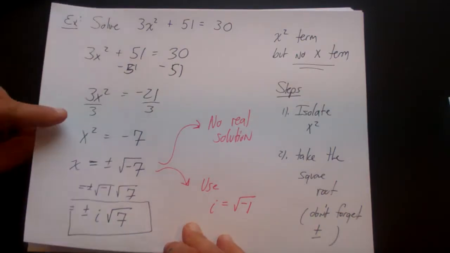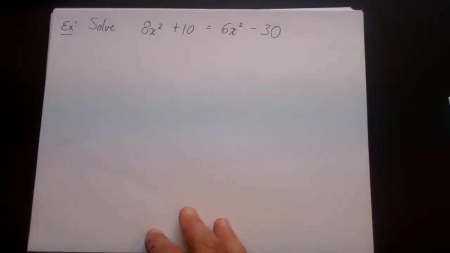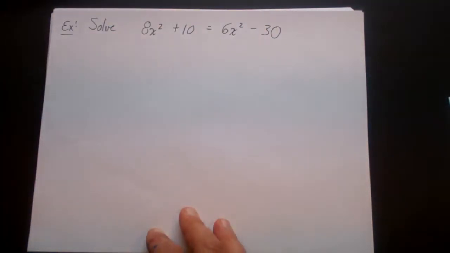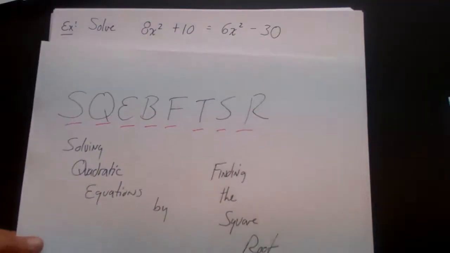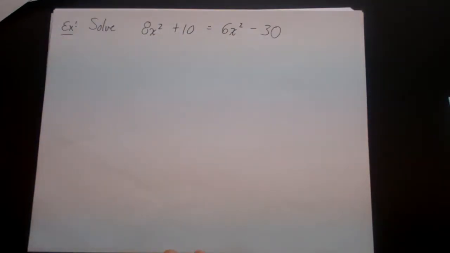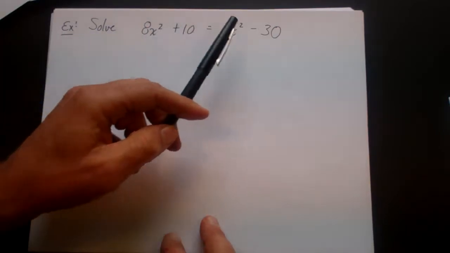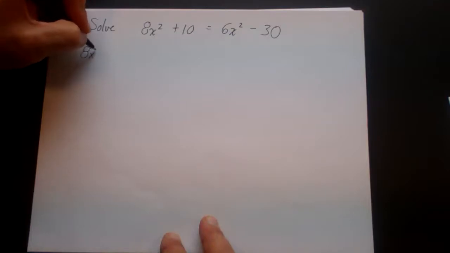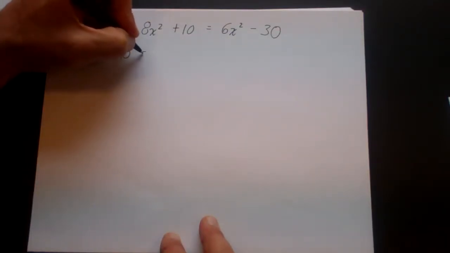Let's look at another example. This one is solve 8x squared plus 10x is equal to 6x squared minus 30. So let's see if in fact this is a SQUEBFTSR problem or not. It's a SQUEBFTSR problem if there's an x squared but no x term. Here you have two x squared terms but no x term, so it is. So I'm going to simply solve this by first isolating the x squared.